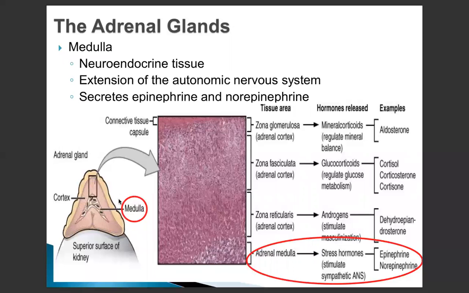So the medulla is neuroendocrine tissue and is also an extension of the autonomic nervous system. It secretes epinephrine and norepinephrine. So here you'll see the adrenal medulla, which leads into the stress hormones, which are then sent out as epinephrine and norepinephrine.